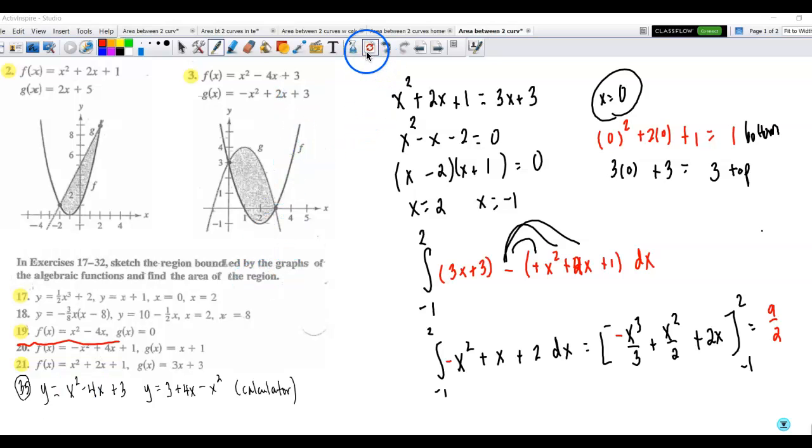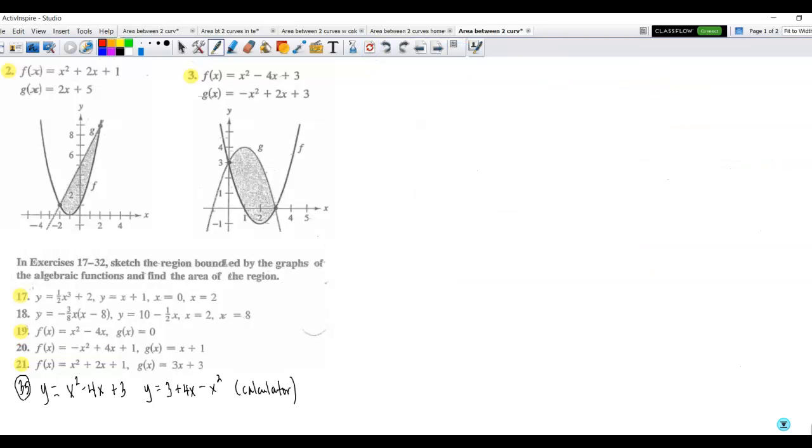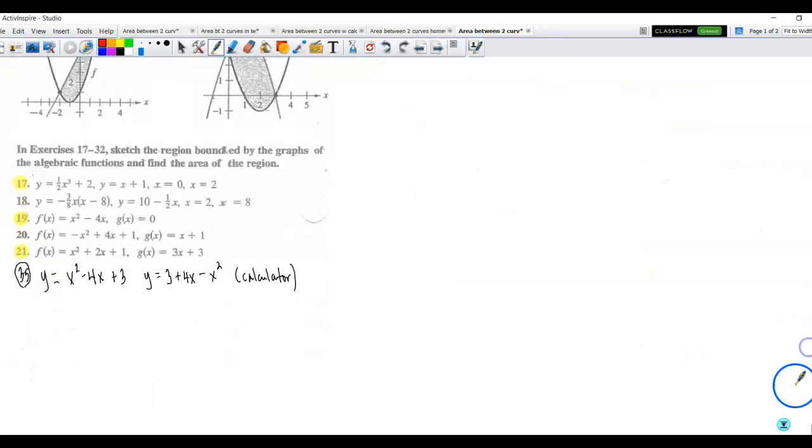Lastly, we're going to do problem number 25. Let me reset the screen. And 25 is a calculator problem. So this is an opportunity to practice using your calculator. And you can see I've copied the problem. I've double checked it because you know my mistakes on copying, starting to copy the wrong problem. We'll check it one more time. X squared minus 4x plus 3. That's good. 3 plus 4x minus x squared.